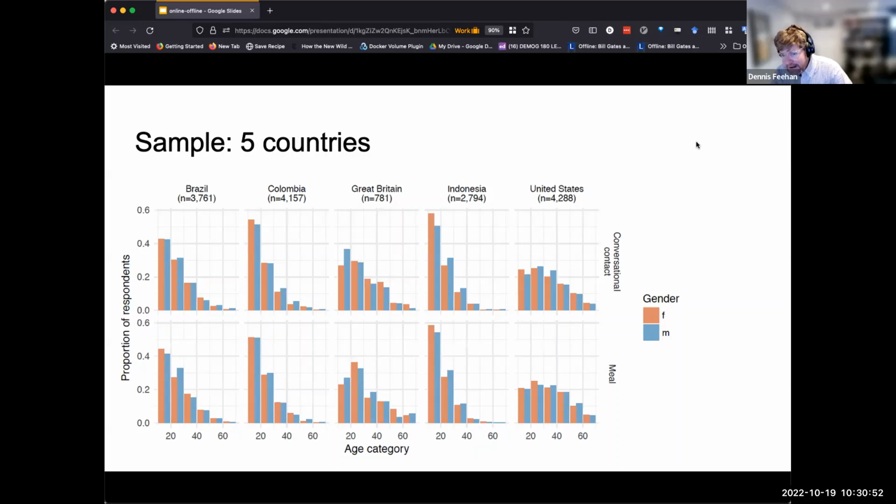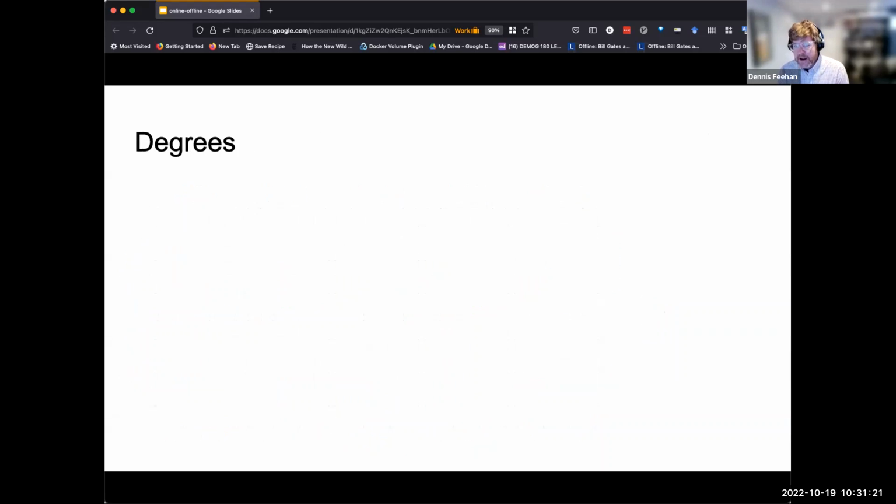The bars here show the gender breakdown, males and females, and the x-axis of these panels is the age category. Basically, these distributions look pretty similar to Facebook users in each of these countries. So we were pretty happy when we saw this. We think that this is a relatively representative sample of the users of Facebook in these countries. Obviously not of the population in these countries, but of the people who use Facebook in these countries.